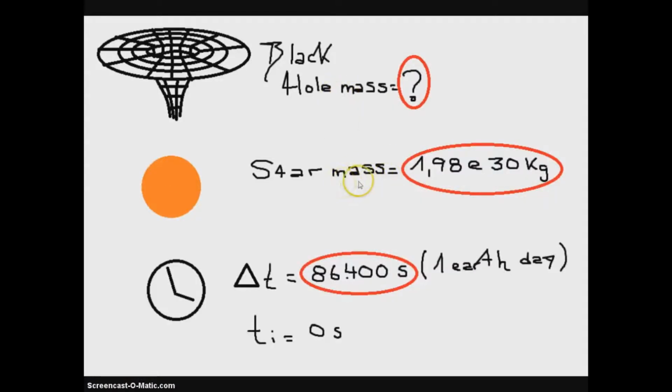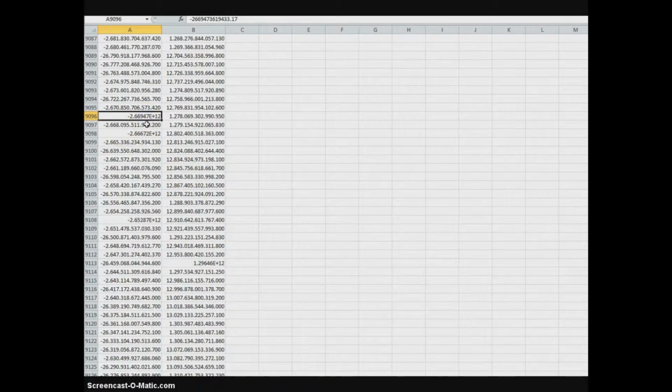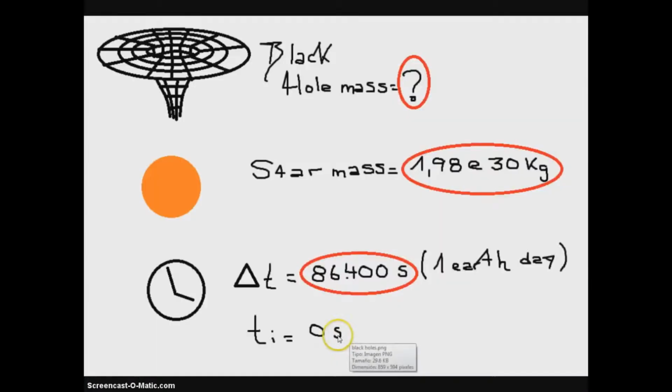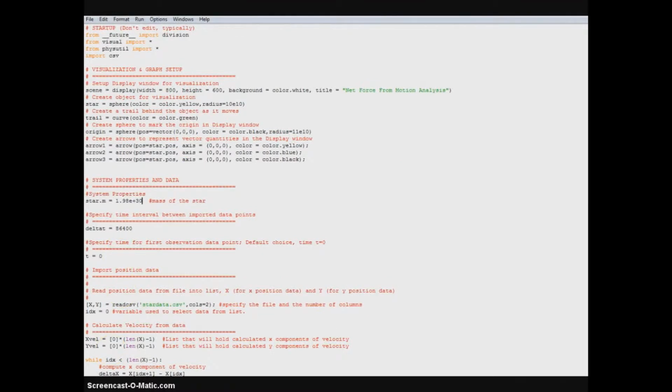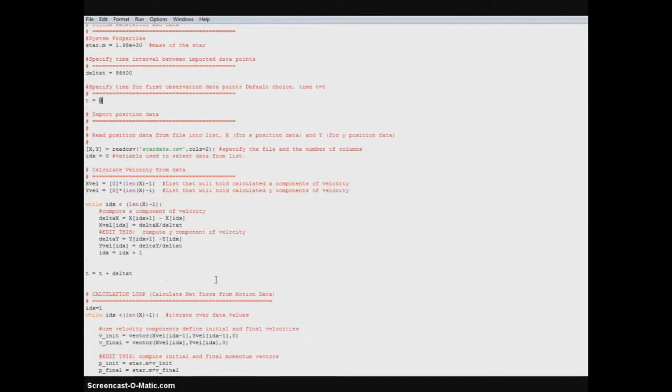We have the star mass. We have delta t, which is the time between each observation, 1 Earth day, and our initial time is 0. In summary, with observational data plus knowledge of the system properties, we can find the total pushes and pulls of the system. So we open Python and enter the data we have for our problem: the star mass, delta t, the initial time, and we write the right physics.